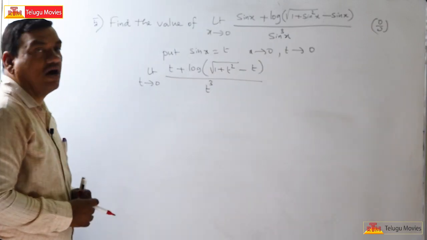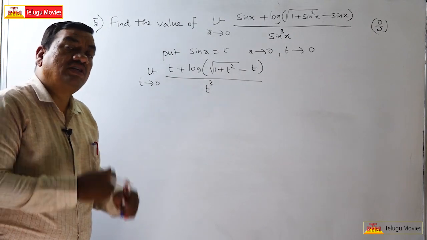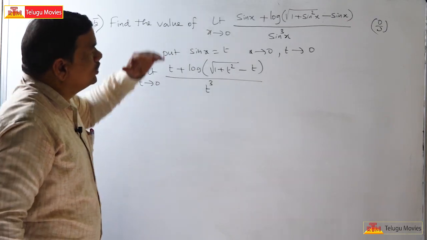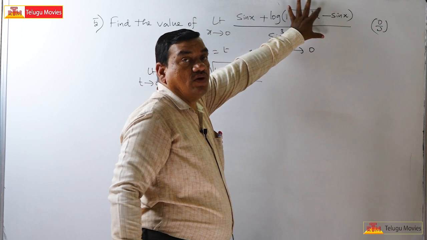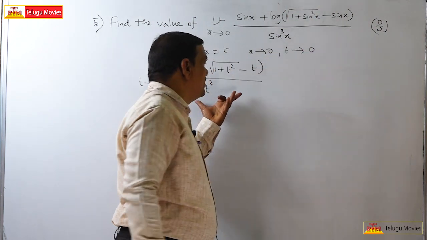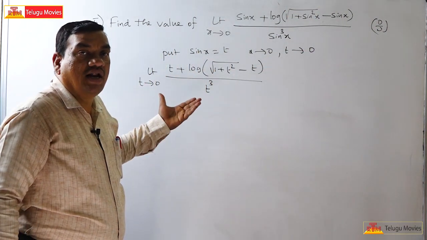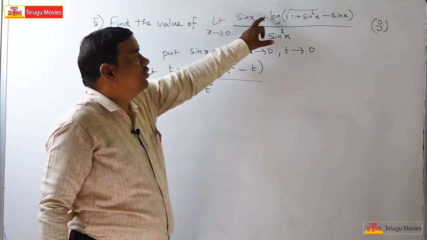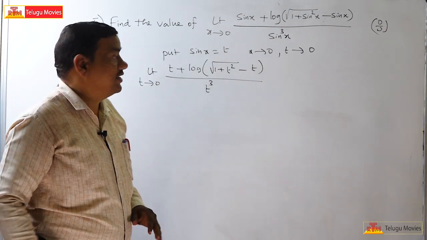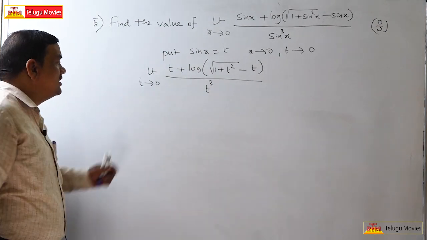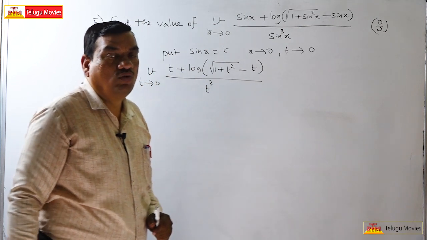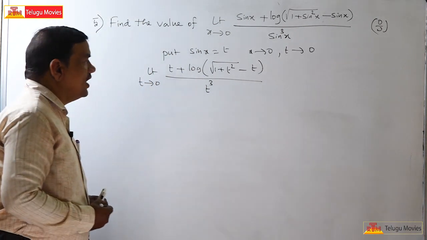So this is our problem. Now here, what is the technique that you got from this problem? The total sin x problem, after substitution, became another form. Doing this, comparatively this problem is very easy. Now, if you substitute t equal to 0 here also, you will get the 0 by 0 form. So now do the L'Hopital rule.